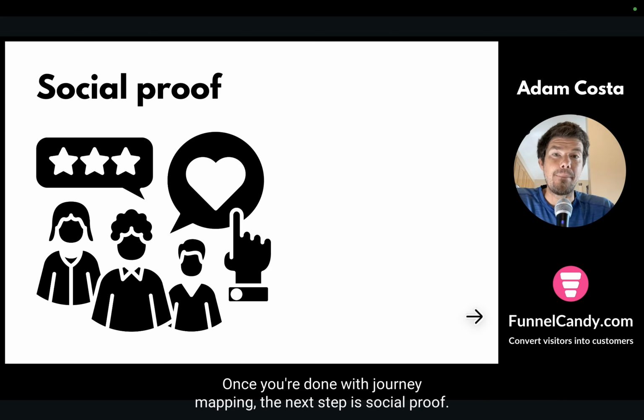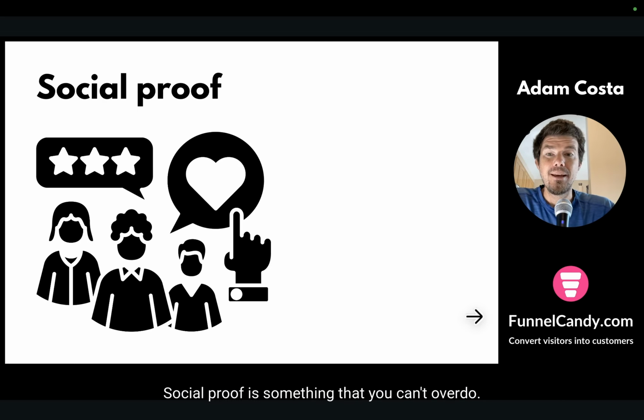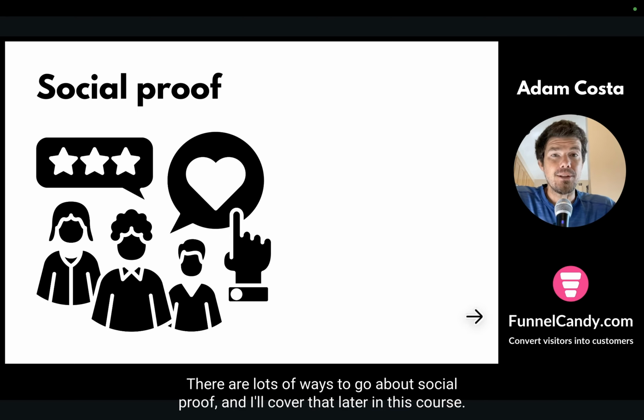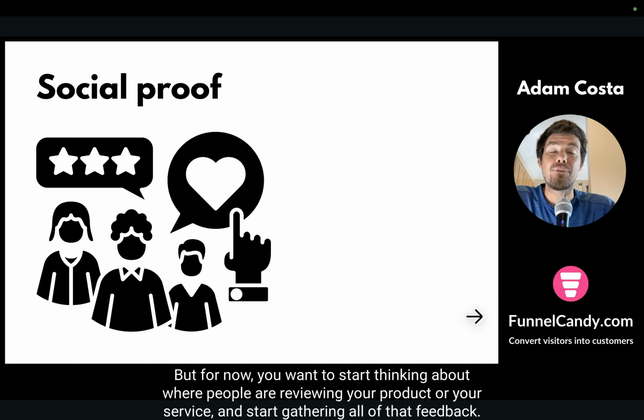Once you're done with journey mapping, the next step is social proof. Social proof is something that you can't overdo. So you want to spend a lot of time on this. There are lots of ways to go about social proof, and I'll cover that later in this course. But for now, you want to start thinking about where people are reviewing your product or your service and start gathering all of that feedback.